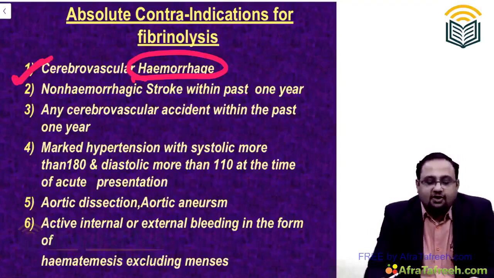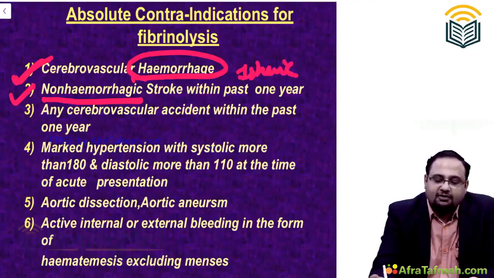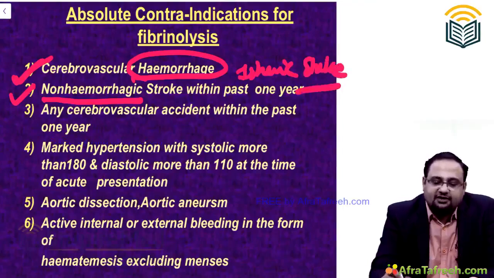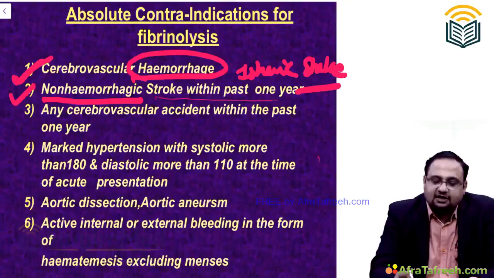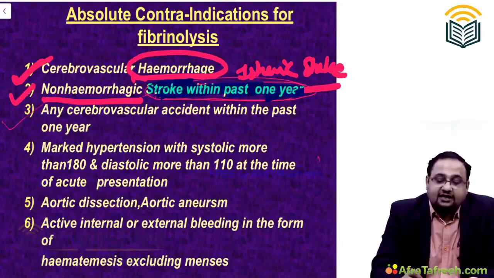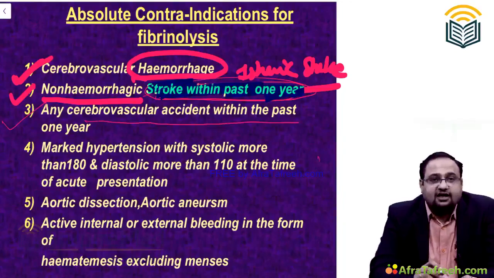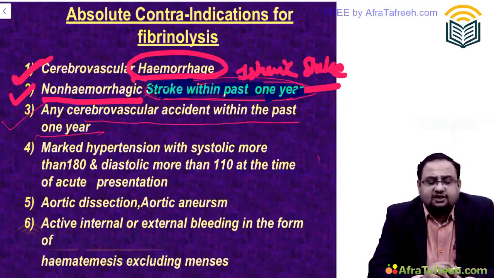Very important to know. Okay, non-hemorrhagic stroke, that is ischemic stroke. If an ischemic stroke is present within the past 1 year, you have to consider this as an important contraindication. The third important condition is any cerebrovascular accident within the past 1 year. Any road traffic accident or surgery done in the brain is again an absolute contraindication for thrombolysis. Very important to note, friends, very important to note.